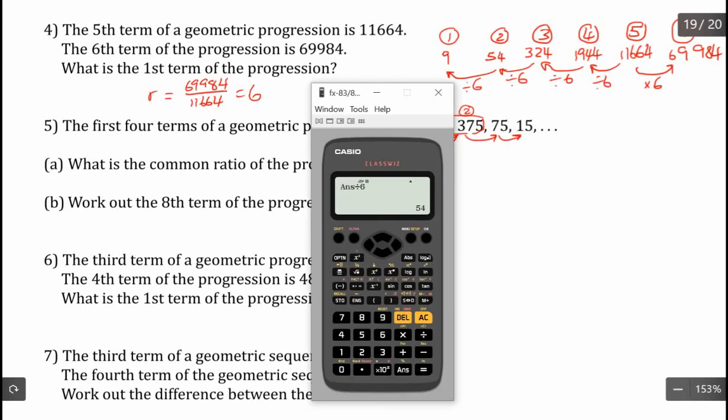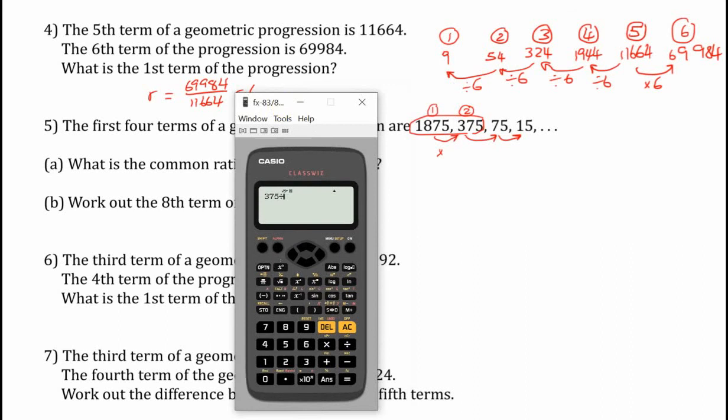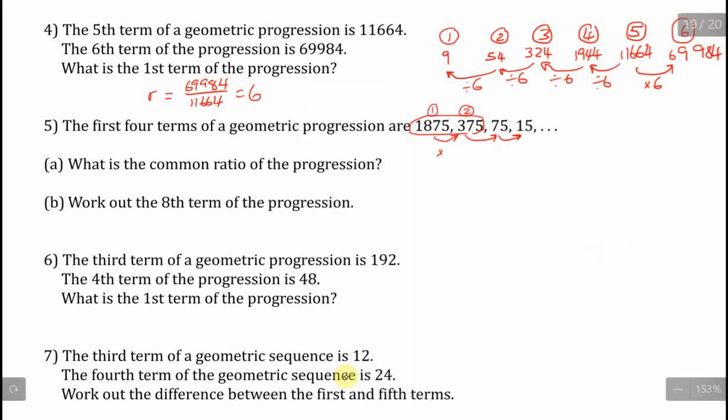Okay, so 375 divided by 1,875, and it will give us a fraction, because timesing by a fraction is the same as dividing by that denominator. So timesing by a fifth is the same as dividing by 5. So the common ratio R is 1/5.